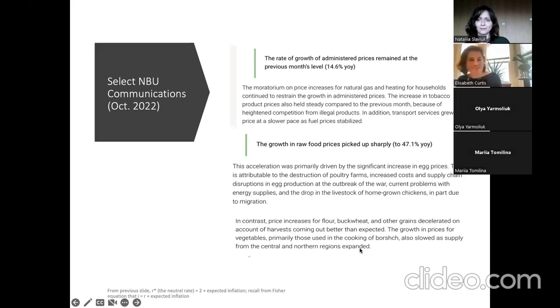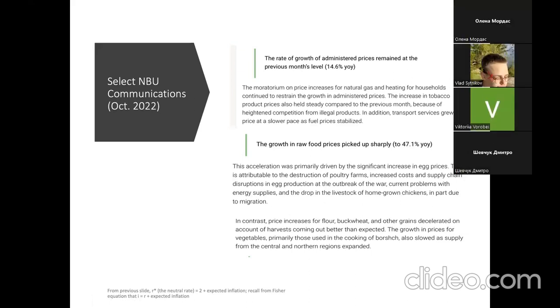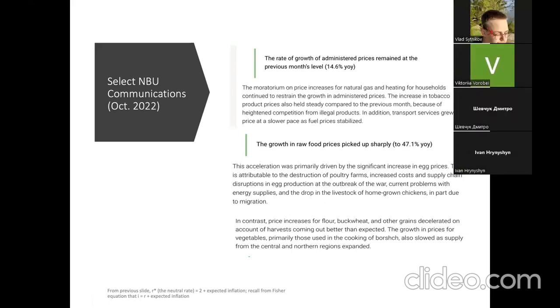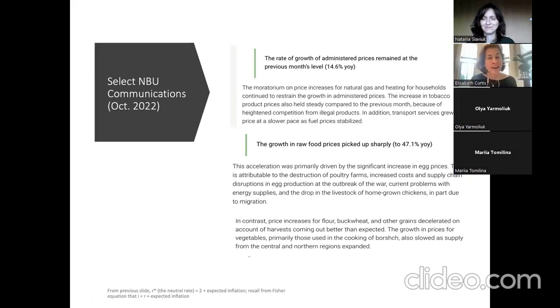Lastly, at the bottom, the one I liked very much was the growth in prices of vegetables, primarily those used in cooking borscht. So also a very important staple in parts of Ukraine, and something I personally like to cook.